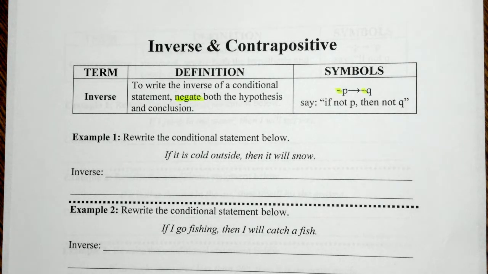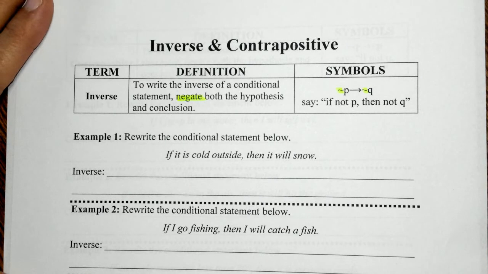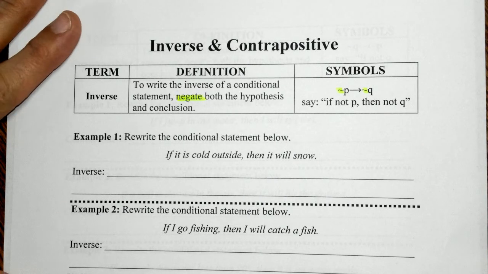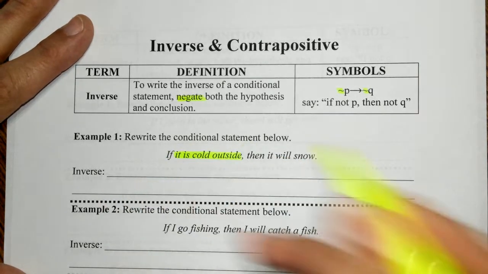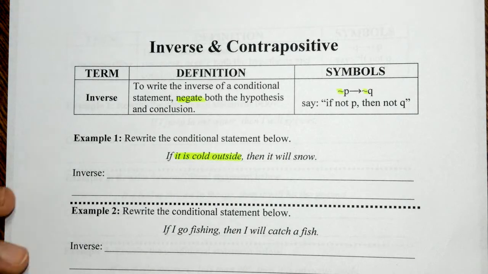Let's just go ahead and jump straight in. We're going to rewrite this conditional statement as the inverse by negating both hypothesis and conclusion. First, we need to identify. If it is cold outside, then it will snow. Hypothesis, it is cold outside. Conclusion, it will snow.